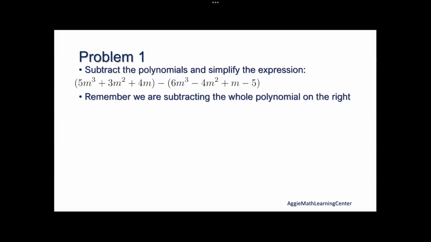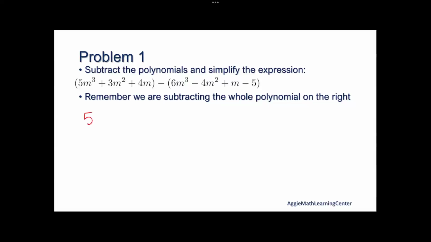To start, we're going to subtract this polynomial. What would be the first step when we're subtracting polynomials? Where are we going to start? Distribute the negative one to all of the terms in the parentheses? Exactly. The reason we have parentheses around this is because we need to remember to take that negative, and we're subtracting each of the terms that are inside of that parentheses.